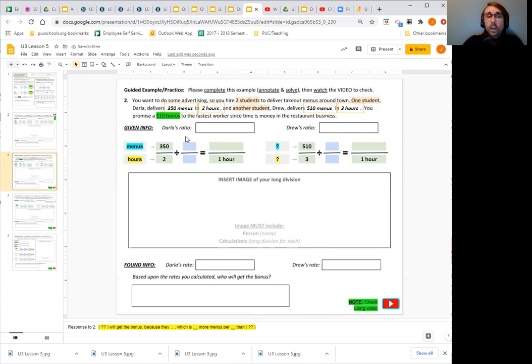That means that the C value, the middle, is whatever it takes to get from 2 dividing to get down to 1. And then for this one, from 3 down to 1. So I'm going to show what division you should be doing on the top now on the whiteboard.